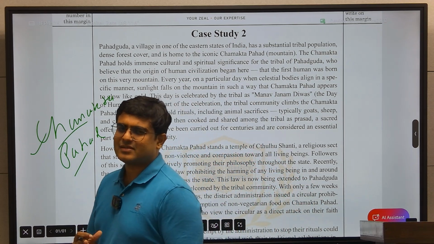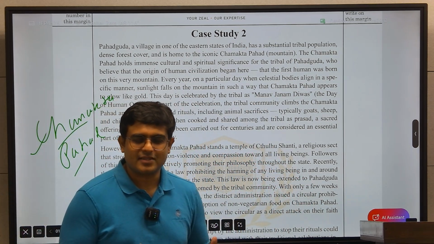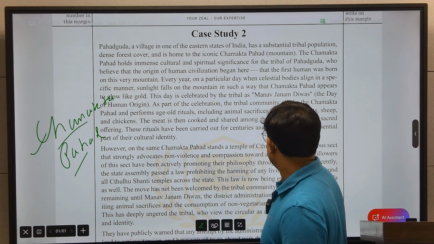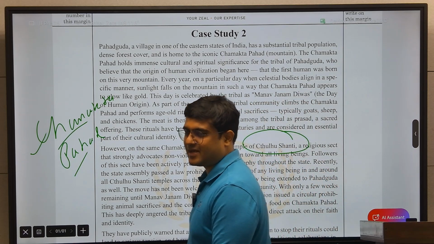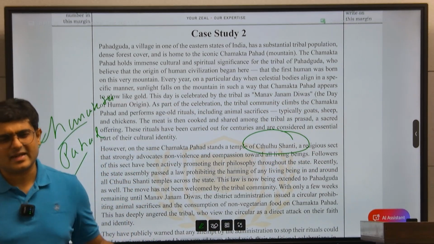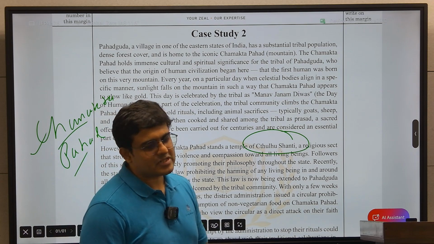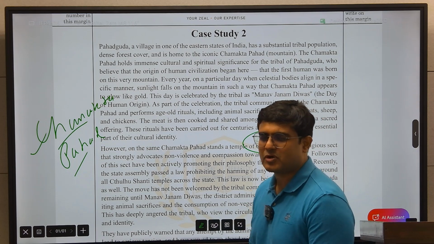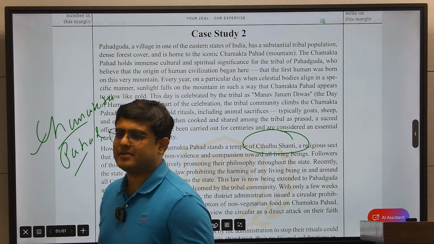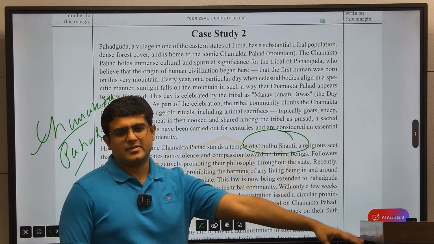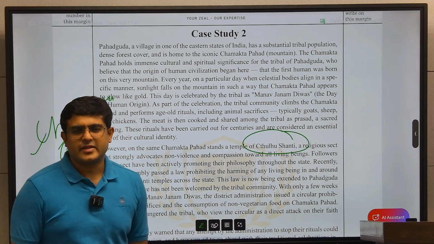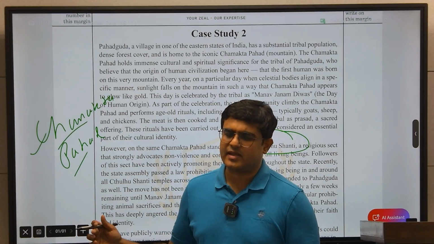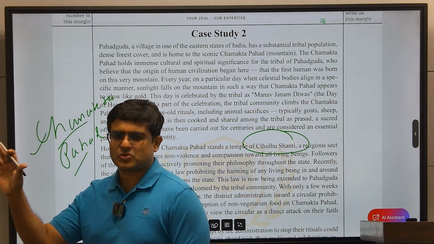There is another religious sect known as Shulu Shanti. That is also a fictitious religion name. This religion believes in non-violence and compassion towards all living creatures. They have been propagating those religious values throughout the state and the country. So the state legislature has passed a law that no culling of animals or animal sacrifice is allowed around the temples of Shulu Shanti. And Chamakta Pahad has a temple of the Shulu Shanti sect.